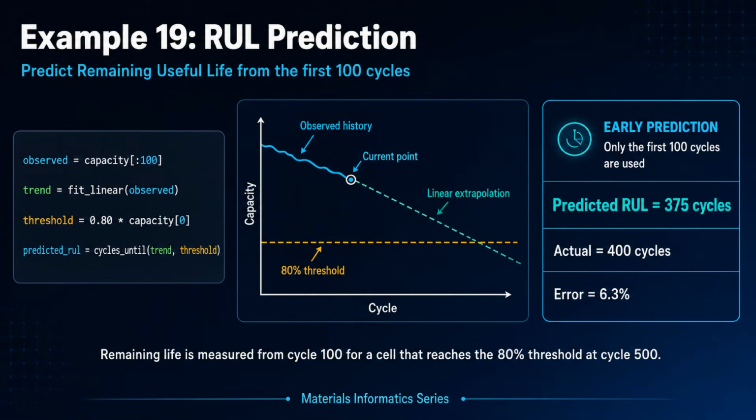Remaining useful life prediction answers the practical question: how many more cycles until this battery reaches 80% capacity? Using only the first 100 cycles, we fit a linear trend to estimate degradation rate, then extrapolate to the threshold. In our example, the cell actually reaches 80% at cycle 500, so 400 cycles of life remain at the moment of prediction, and the model estimates that to within about 6%. This enables early quality control decisions in manufacturing and accurate warranty predictions.